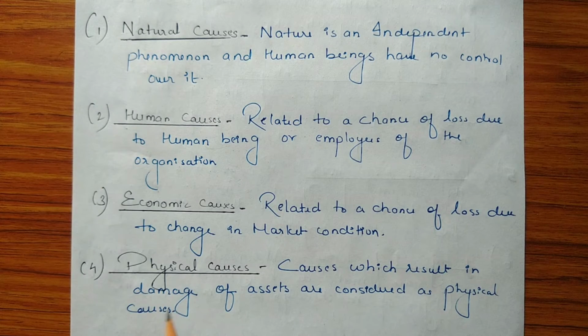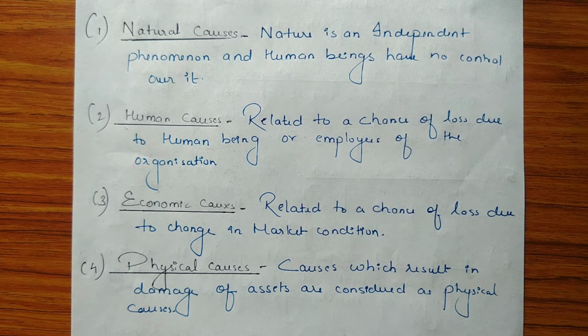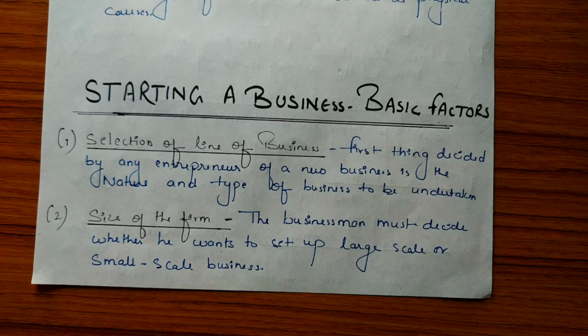Now the last cause is physical causes. So physical causes are the causes which result in damage of assets. For example, change in technology may result in machinery being outdated, or use of old technology. Mechanical defects may also result in damage of assets such as bursting of boiler, accident to employees, etc. So these are some physical causes of business risk.